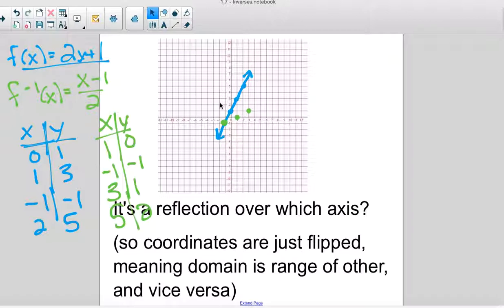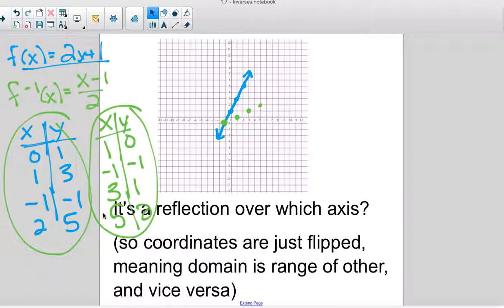If you notice what happens, these two tables are reflections of each other, essentially. Basically the x's and y's are all flipped. This one had 0, 1, this one has 1, 0. This one had 1, 3, this one has 3, 1. They both have -1, -1. Technically they are flipped, but you can see that the coordinates are just simply flipped from each other. And so you still get a line, and that's what they look like.